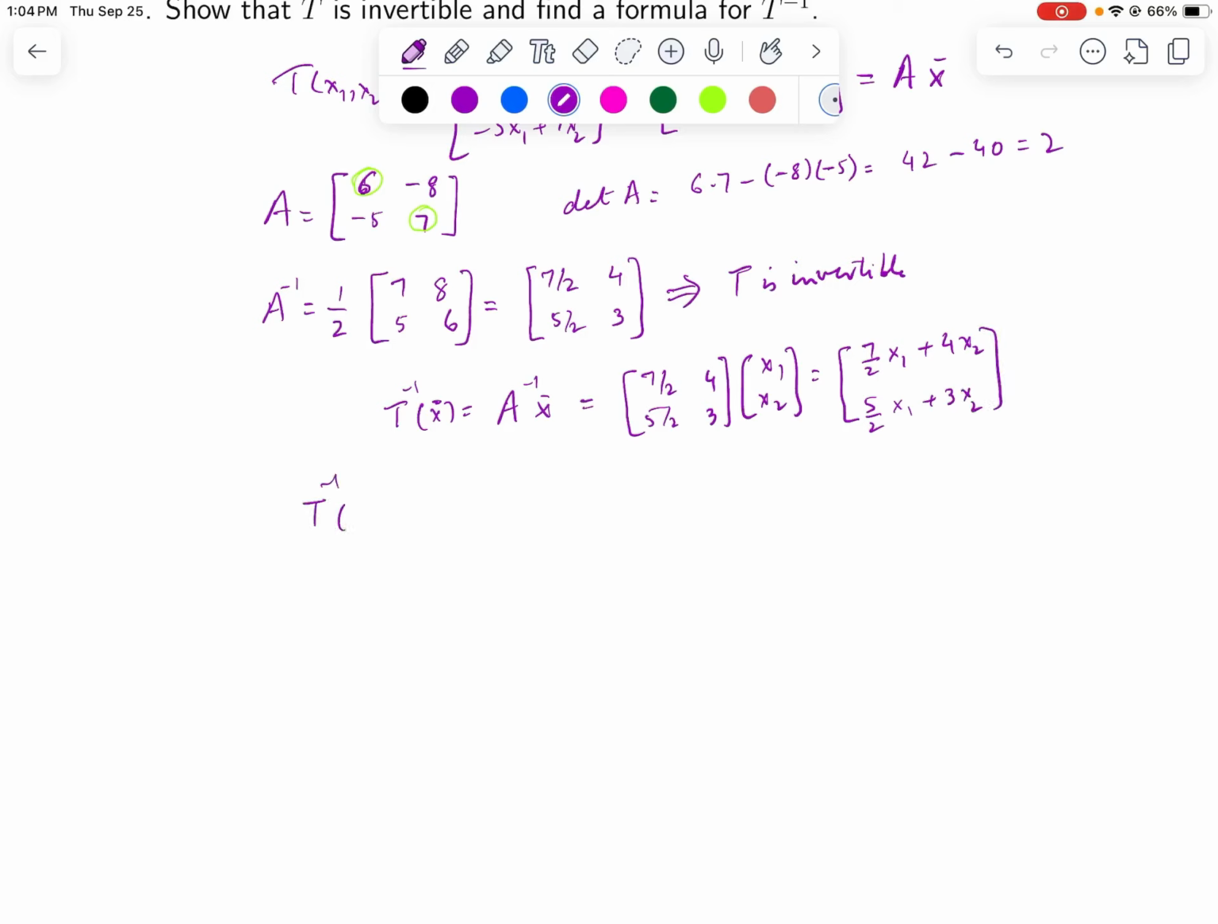So now multiply it out. Notice that we are going backwards now. So 7 over 2 x1 plus 4x2, and the second is 5 over 2 x1 plus 3x2. So therefore the formula for T inverse of x would be given as 7 over 2 x1 plus 4x2, comma, 5 over 2 x1 plus 3x2, and that's it. That is our formula for the inverse transformation. So that's it for 2.3.